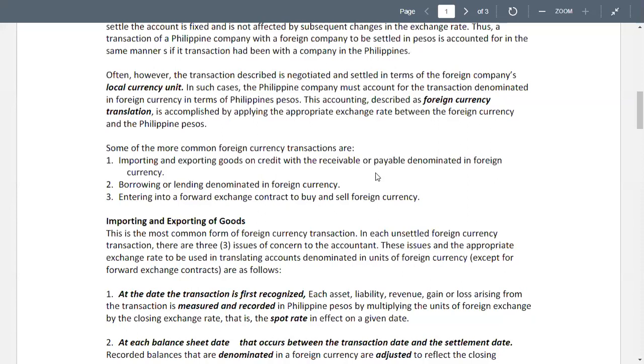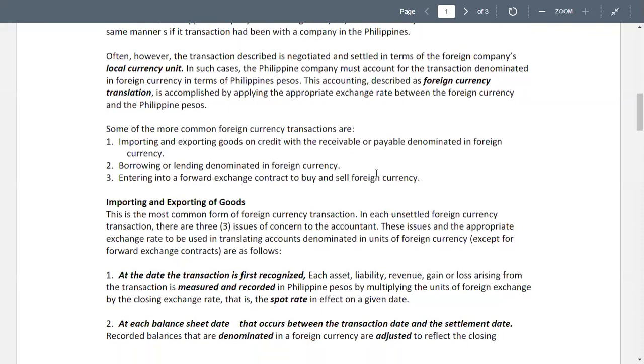At each balance sheet date that occurs between the transaction date and the settlement date, recorded balances that are denominated in a foreign currency are adjusted to reflect the closing exchange rate in effect at the date of the statement of financial position.